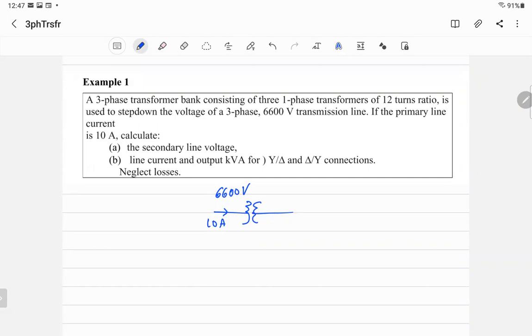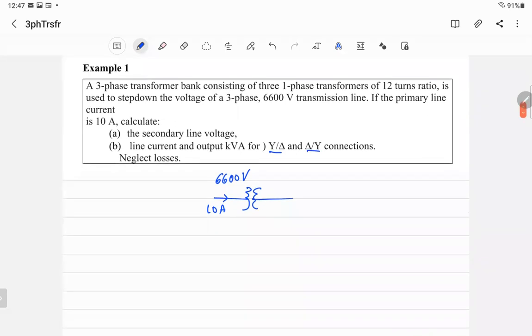So they want the secondary voltage and the line current for Y delta and delta Y connection. Let me just take the Y delta connection. All right. So we need to find the secondary line voltage. How do we find the secondary line voltage? Remember, the turns ratio here is given for the single phase. So that's the first thing you have to think about. Is A equal to 12 or A equal to 1 over 12? That is the question.